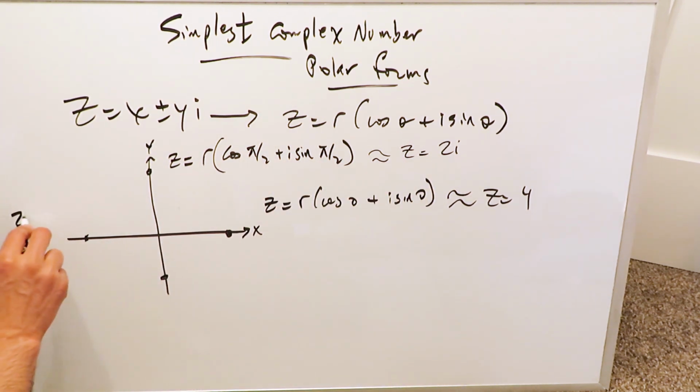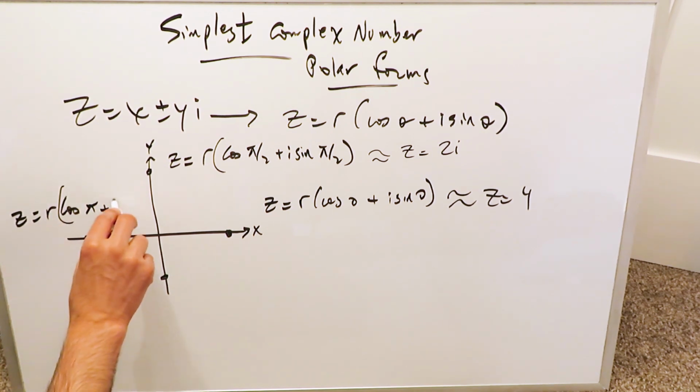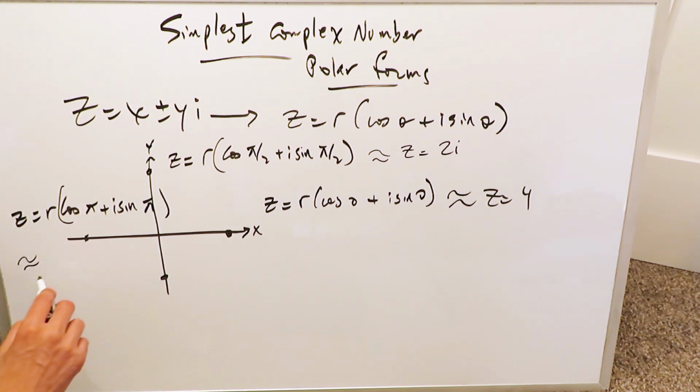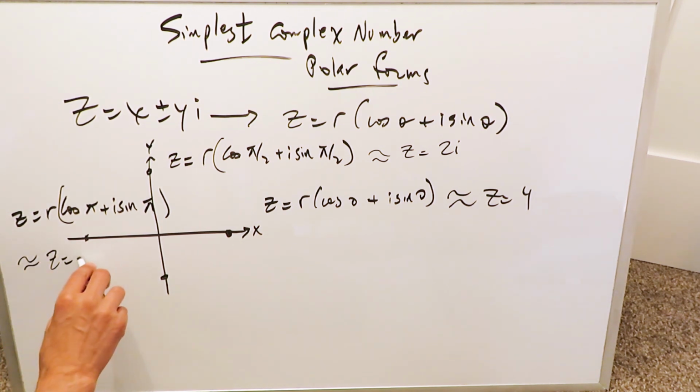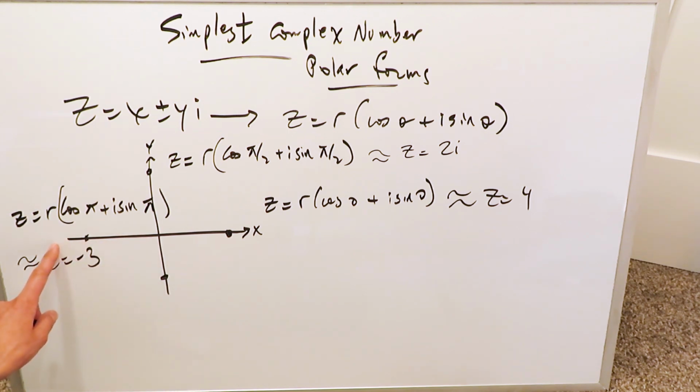A point right here would be like z is equal to r cosine pi plus i sine pi. An example of this could be very well z is equal to minus 3, because you know it's going to be on this negative axis with regards to x, minus 3.